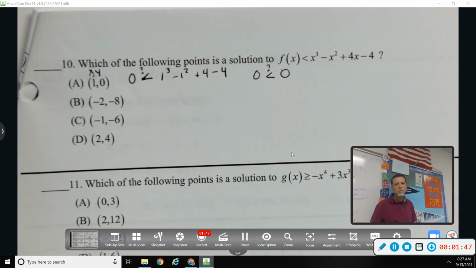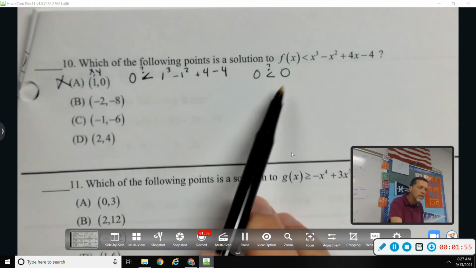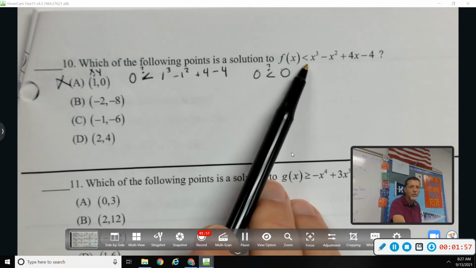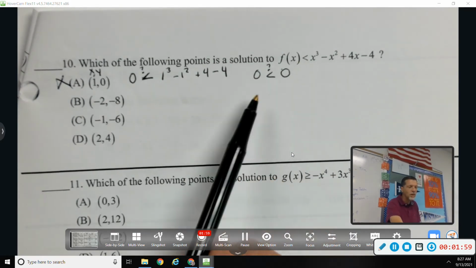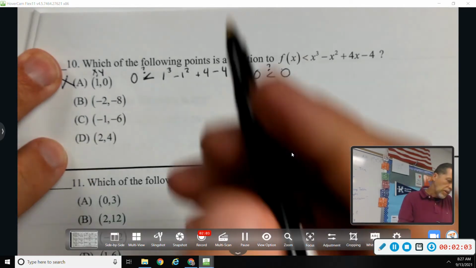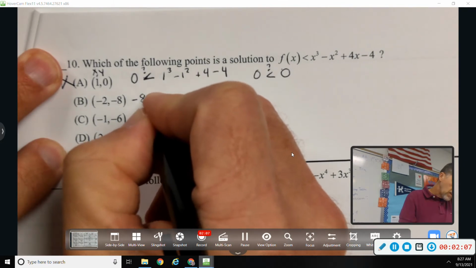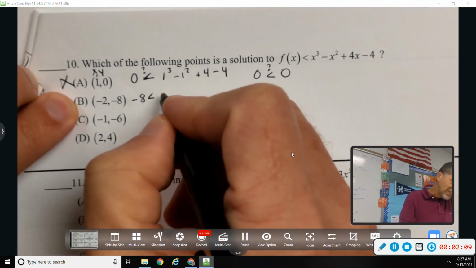Oh, no, it's not included. So is 0 less than 0? No. If this had been less than or equal to, then that would be an okay answer. But equal to is not included on this one, so that's a no. The other ones aren't nearly as easy.